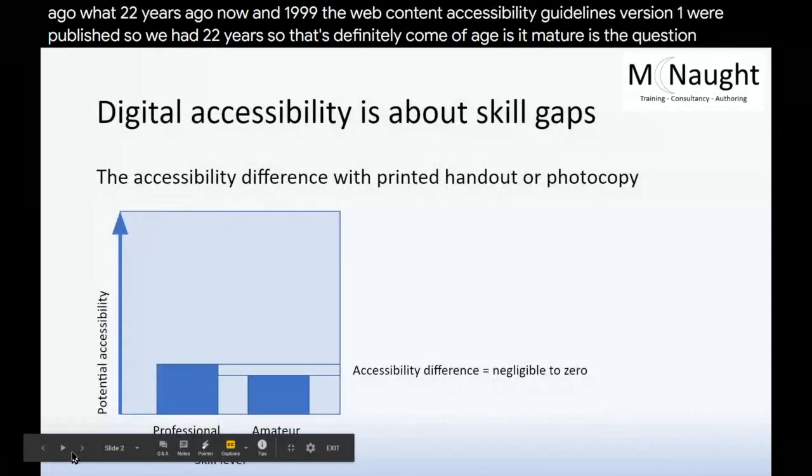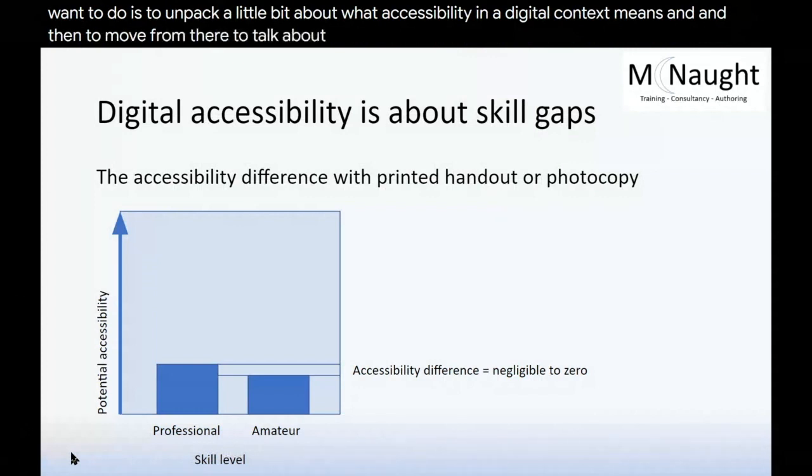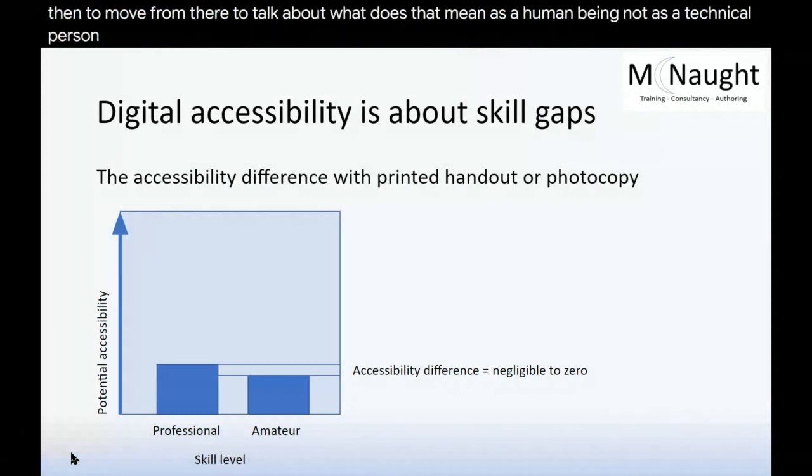Now, what I want to do is to unpack a little bit about what accessibility in a digital context means. And then to move from that to talk about, well, what does that mean as a human being, not as a technical person? And how do we measure within an organization accessibility maturity?